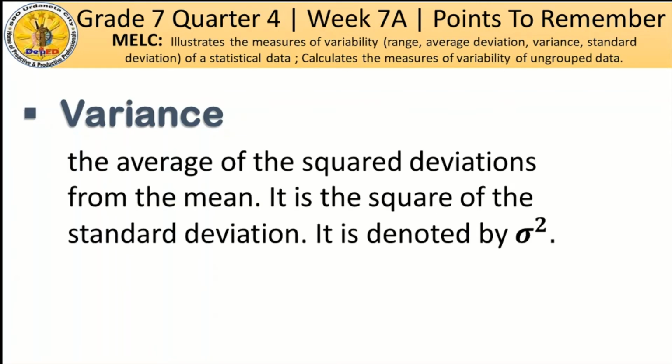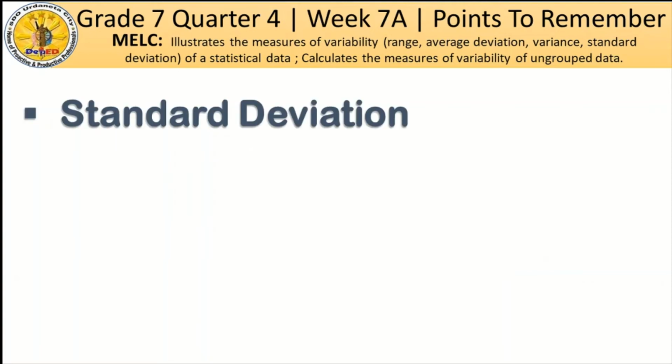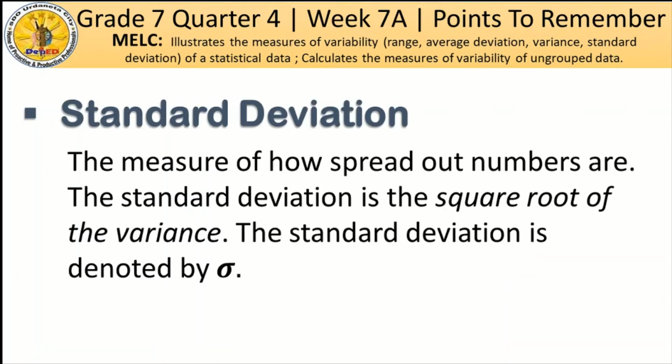Next, let's have variance. Variance is the average of the square deviations from the mean. It is the square of the standard deviation and denoted by this symbol, while standard deviation is the measure of how spread out numbers are. The standard deviation is the square root of the variance. The standard deviation is denoted by this symbol.